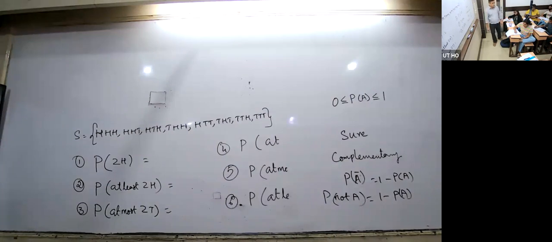Next is another word you will hear that is quite common: equally likely events. Equally likely events mean all of them have the same chance. Like when a coin is tossed, getting a head or tail are equally likely events, which means both of them have an equal chance. Understood? When a dice is rolled, getting any number is equally likely. All of them have equal chance.